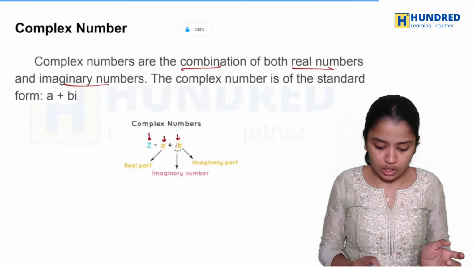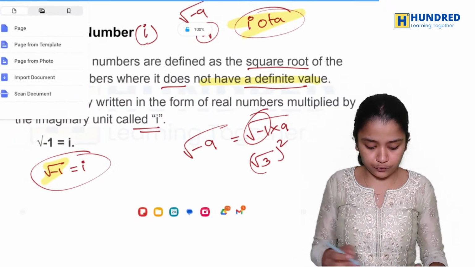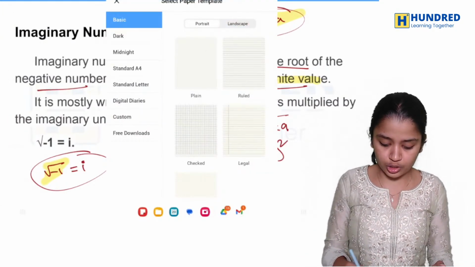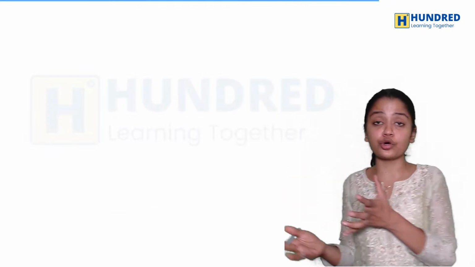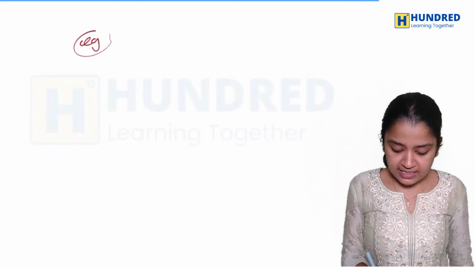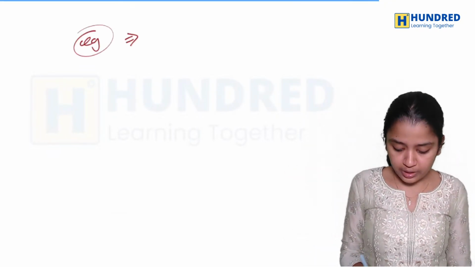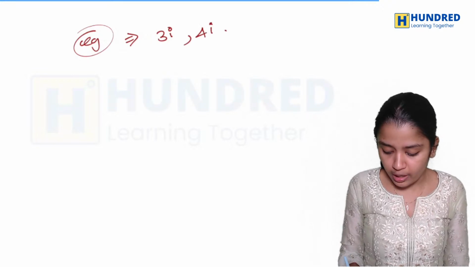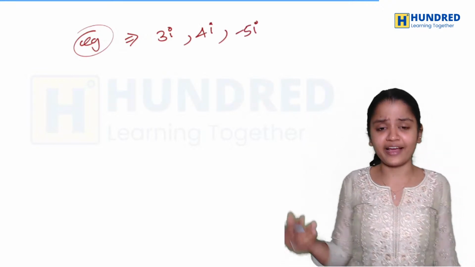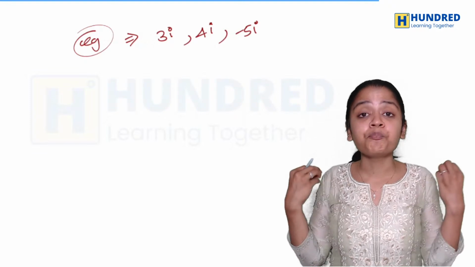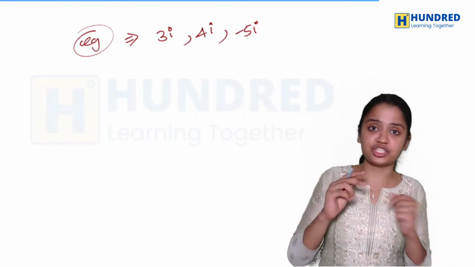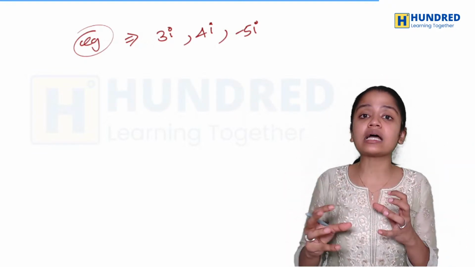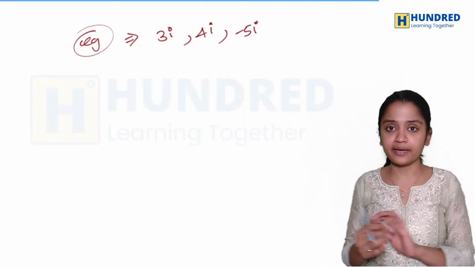ib is the imaginary part, right? I will give you a few examples of imaginary numbers, so it will be very clear before you go to the complex number. For example, you can have 3i. 3i is an imaginary number. Then you can have 4i or minus 5i, anything. These are examples of imaginary numbers. And iota is a Greek word, okay?